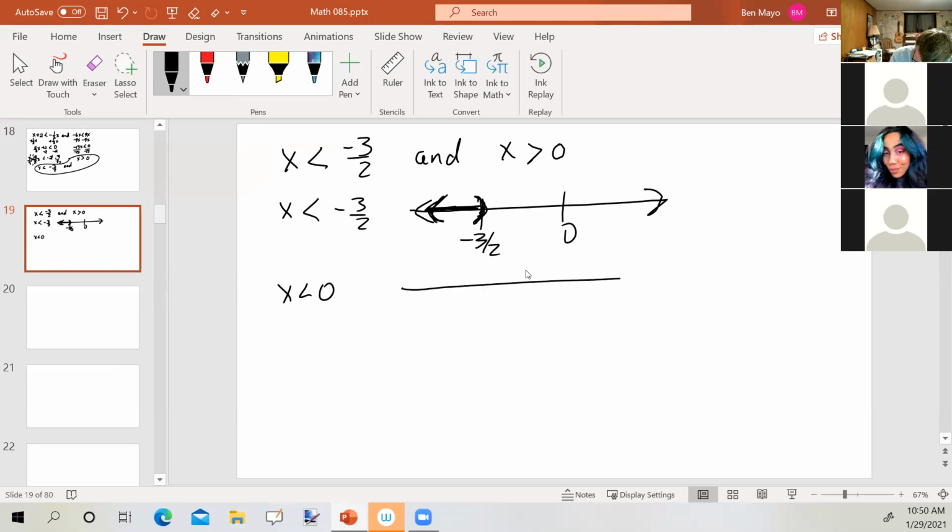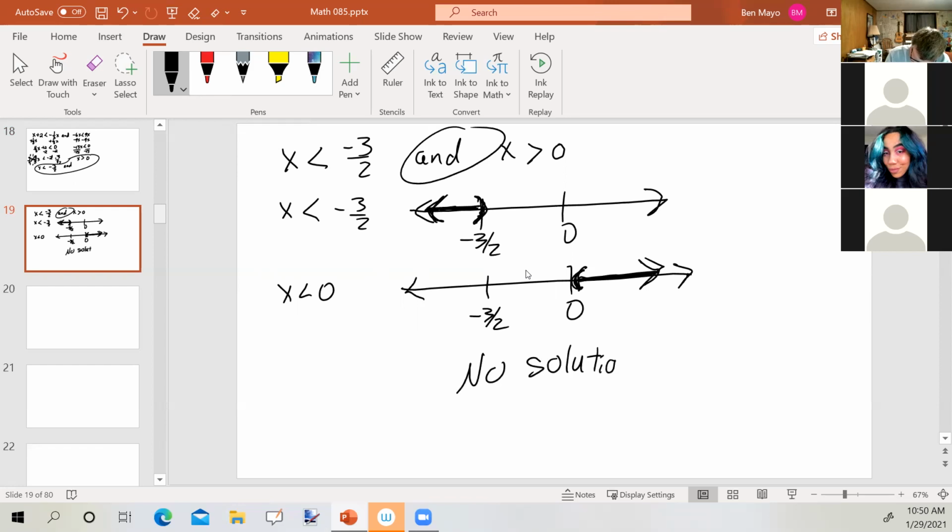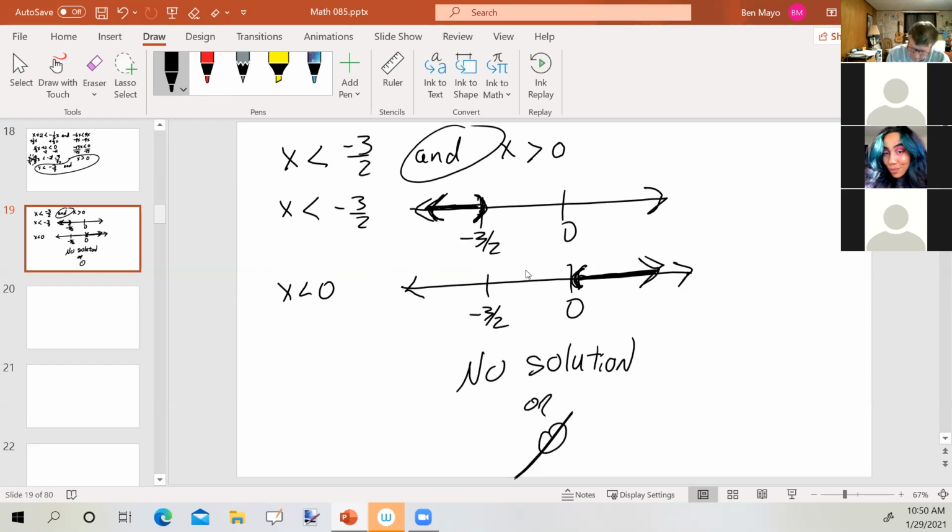x greater than 0 would look like that, okay? And intersection, what do they have in common? Nothing. Or you could say that, okay? So the intersection, nothing in common. All right with that? Okay, we good to go on?